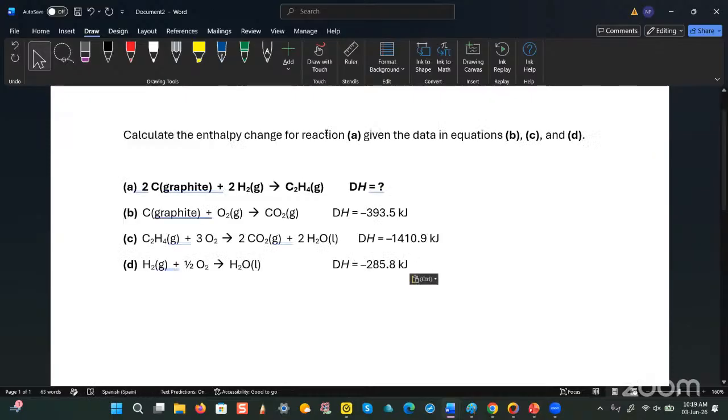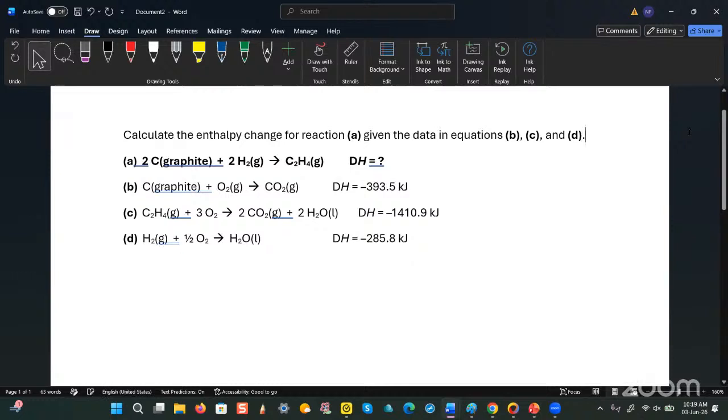Okay, so this is a question, right? Like I said, your aim is to determine the delta H for the first equation, and they gave you these values, all right? So this is the approach that you take in order to solve a problem like this.